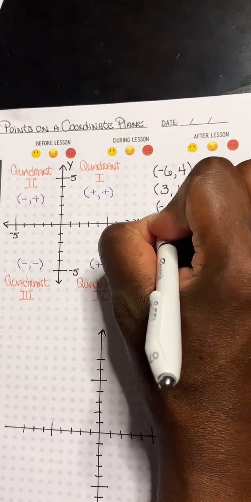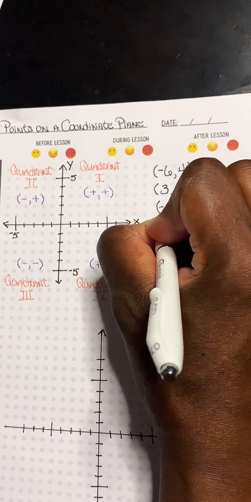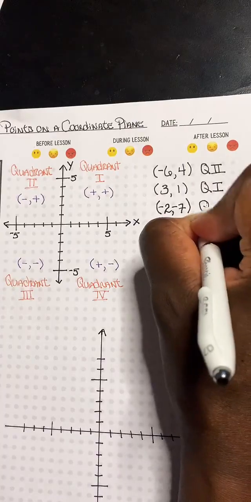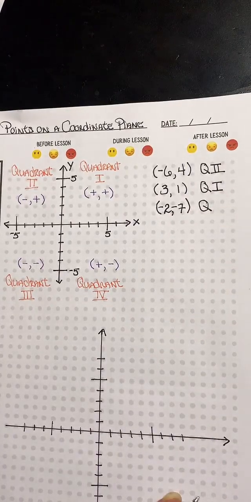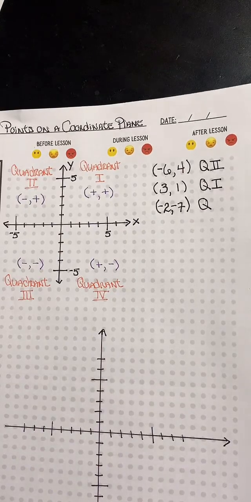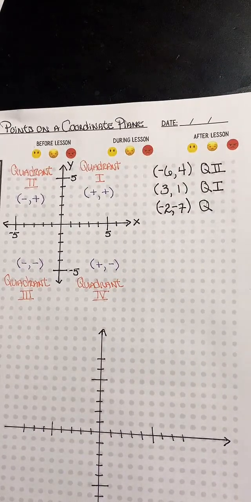So if I say negative, let's say -2, -7. Okay, what quadrant for -2, -7? You doing good? Awesome. All right.